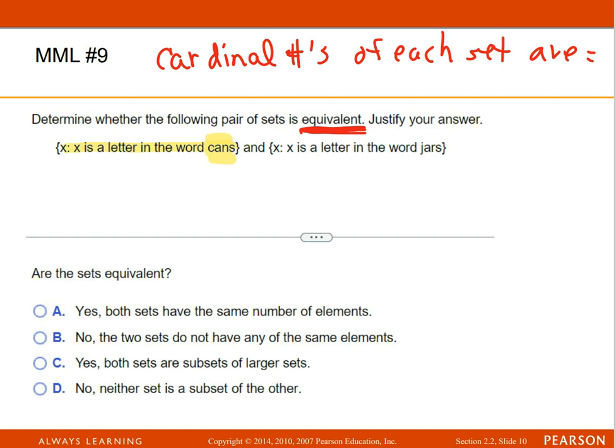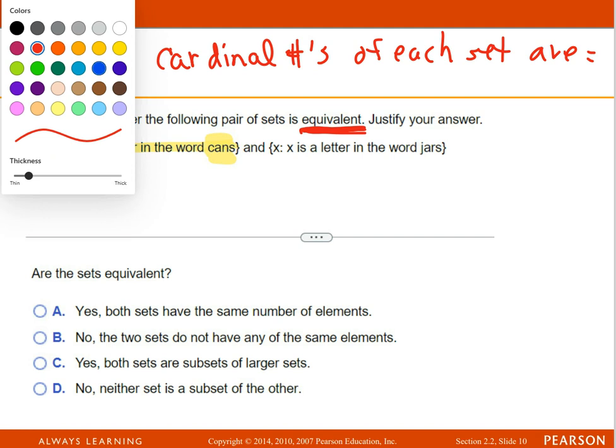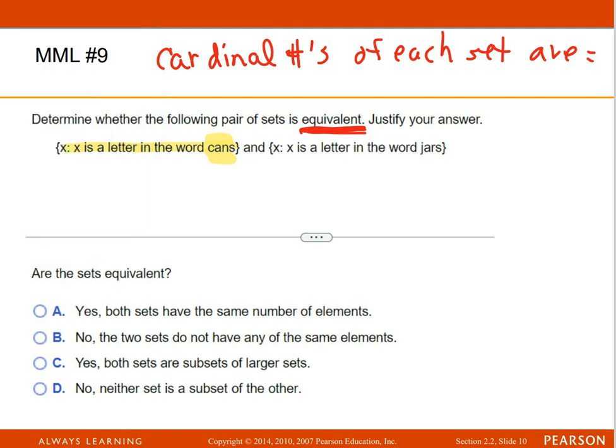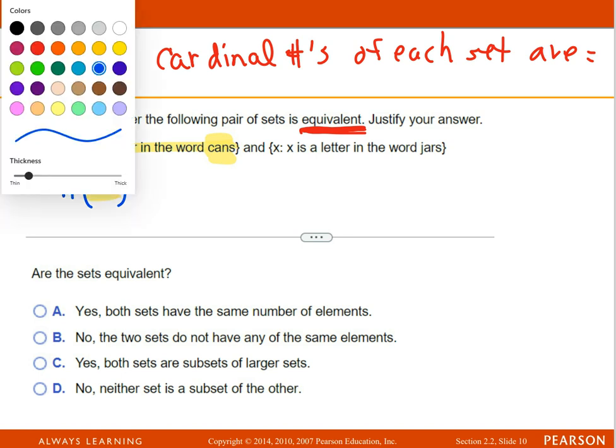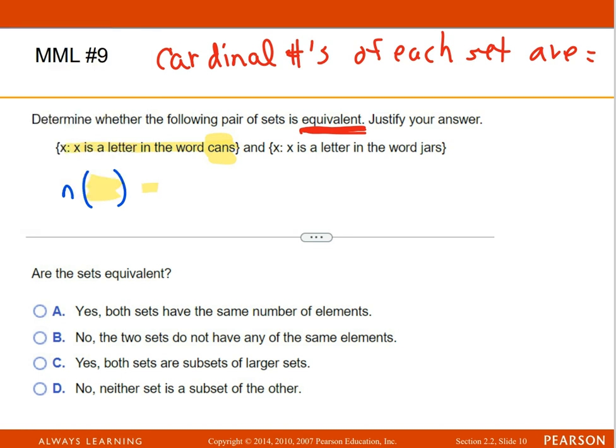That has 4 letters. Let me switch to a different color here. Blue. Okay, so the cardinal number of this one, they're not giving me any capital letter here. Oh well. We'll say that the cardinal number of the yellow set equals 4. And then we've got this other set over here.